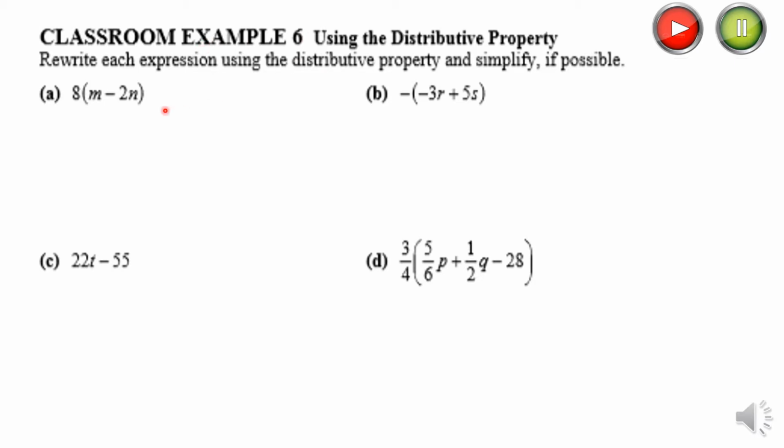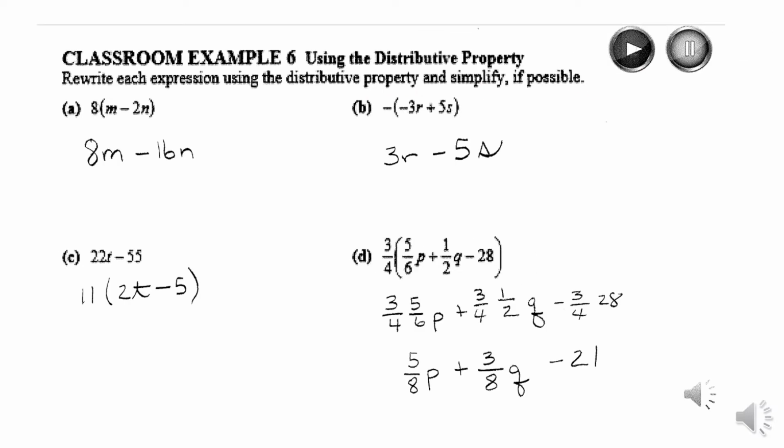Here we are to use the distributive property to rewrite each expression and simplify if possible. Note that here the negative on the outside changed the sign of everything inside the parentheses. Note here also that we were really using the distributive property in a backwards format where we're factoring out 11 from the expression. We will do factoring soon.